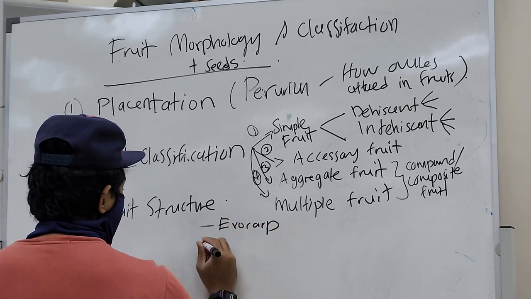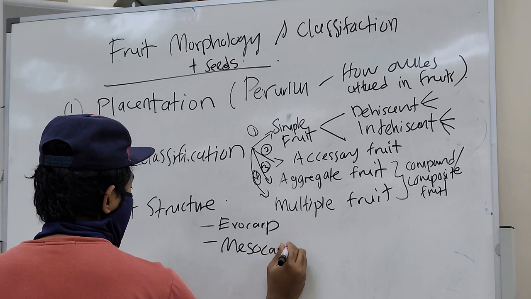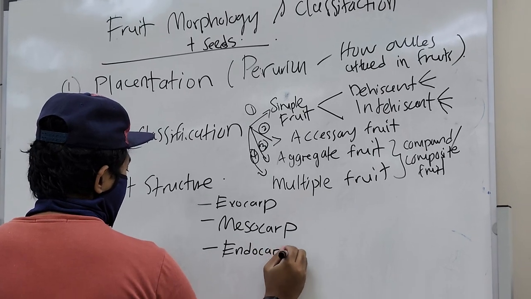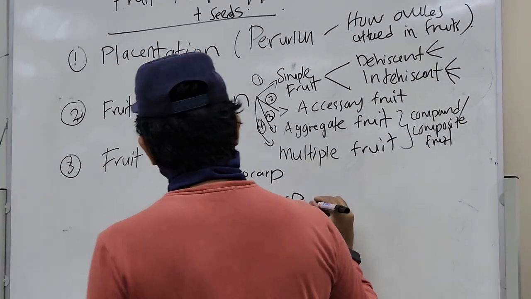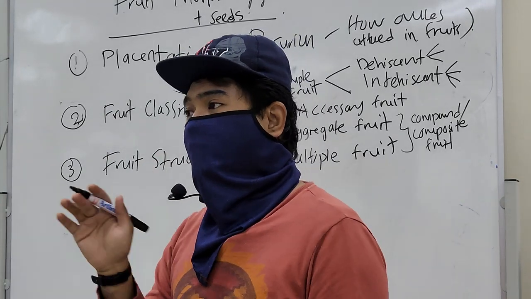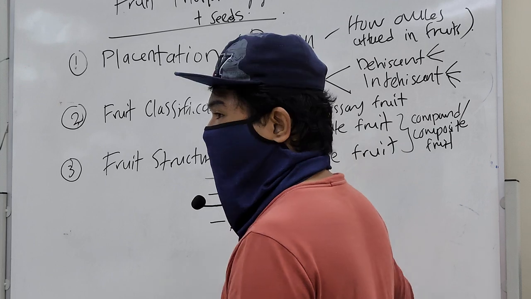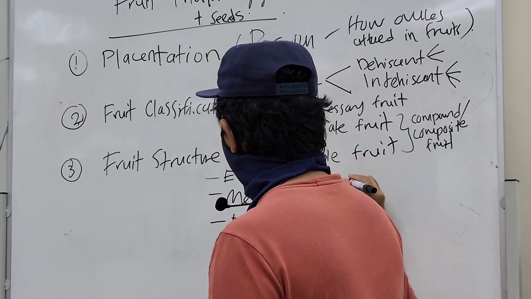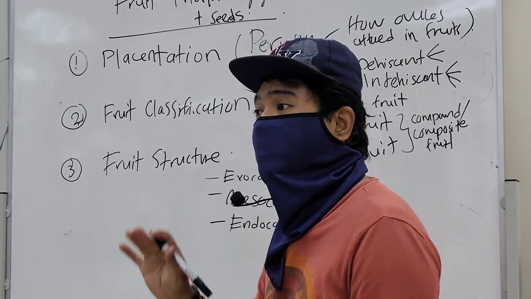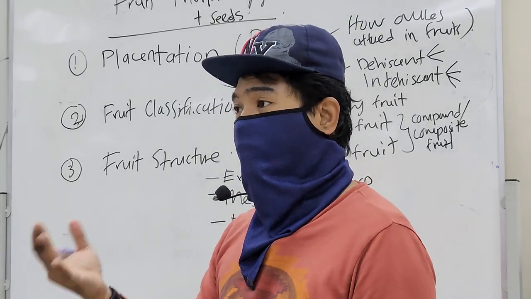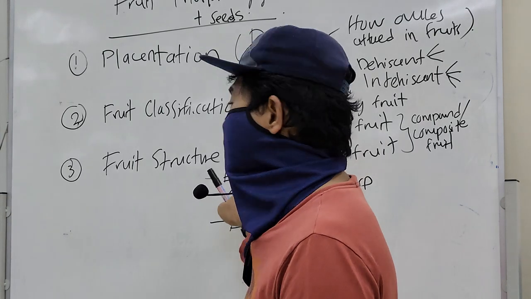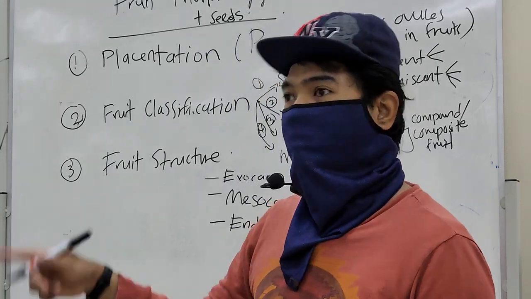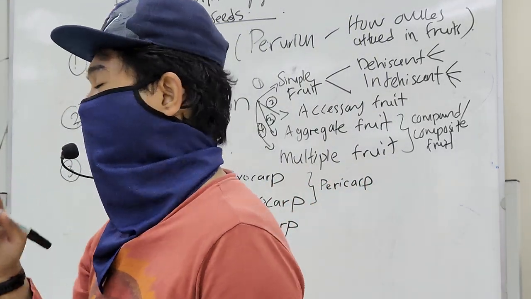exocarp, mesocarp, and also endocarp. And then in some fruit, you can't distinguish this structure separately, so you have the third thing called the pericarp. Carp means fruit, from the Greek karpos, fruit. Exo means out. Meso means middle. Endo means inner. Peri means surrounding, like perimeter, the surrounding of it.